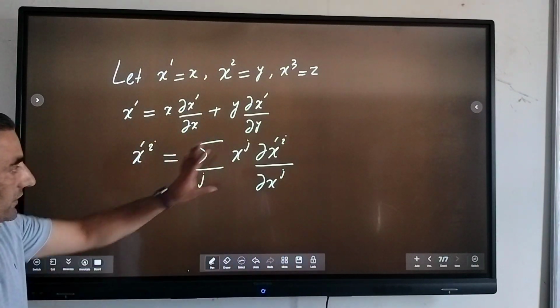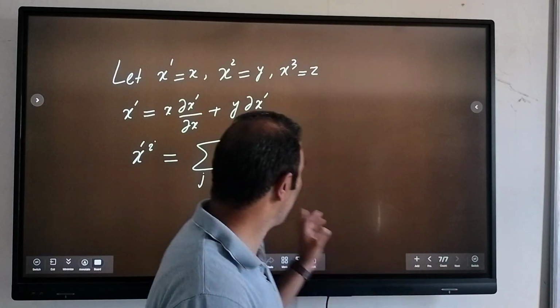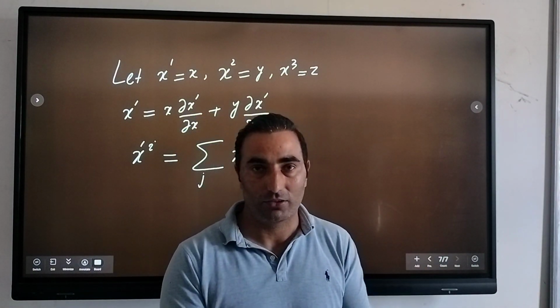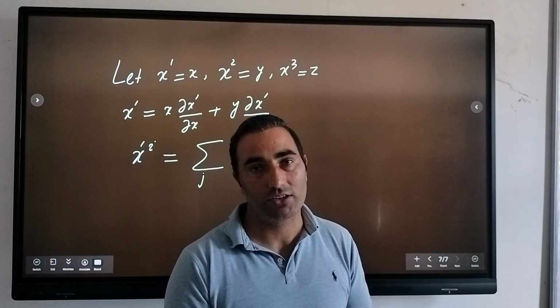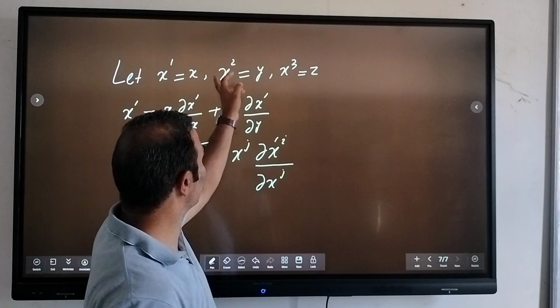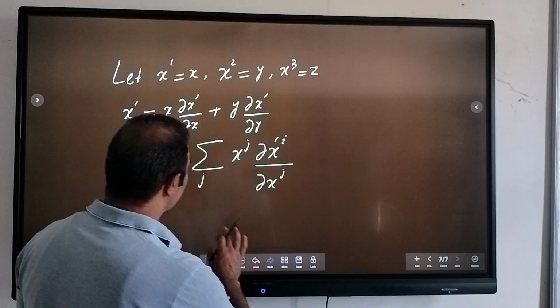Okay, so let us check this. तो ये जो मैंने इक्वेशन लिखी है, let us check this. So j runs from 1 to 2 because we have only x and y coordinates, so j can take value 1 or j can take value 2. So 1 corresponds to our x coordinate because x1 equal to x, x2 equal to y, and x3 equal to z, right? So let's try to rewrite this term.